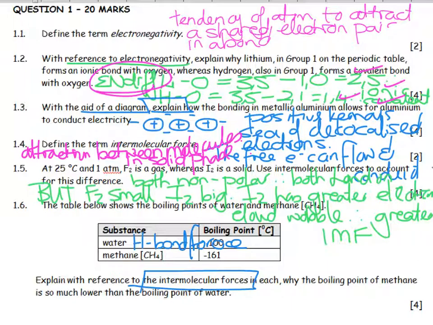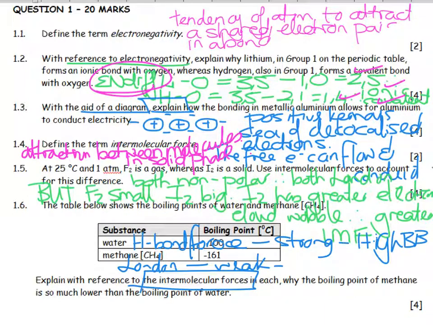So you went into long explanations for nothing. Water is an H bond force. Methane is a London force. H bond forces are strong. London forces are weak. Therefore, high boiling point and low boiling point.